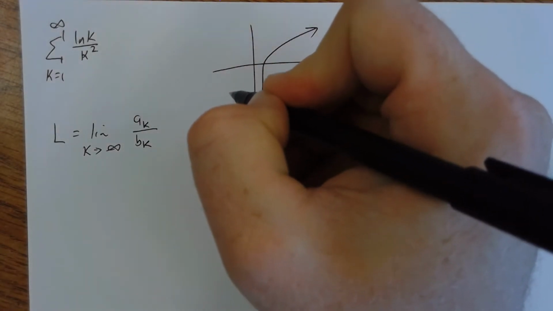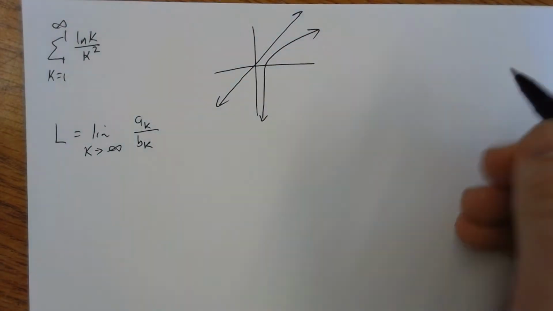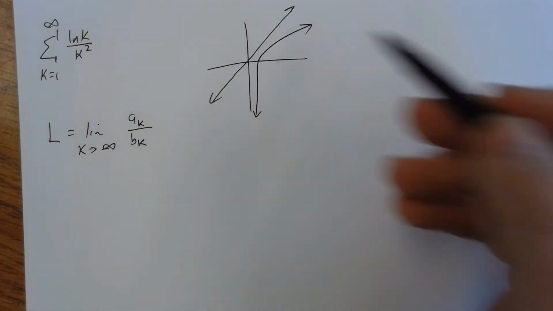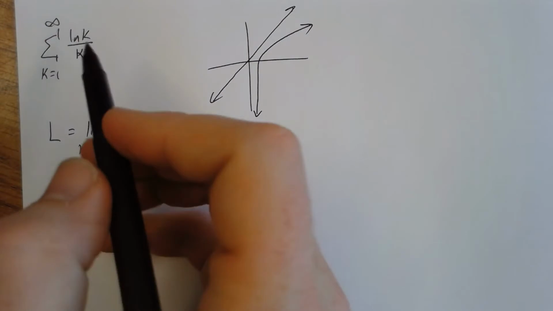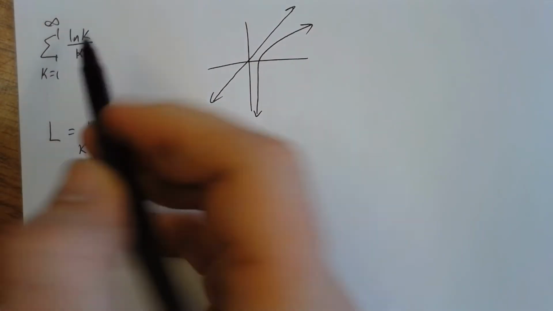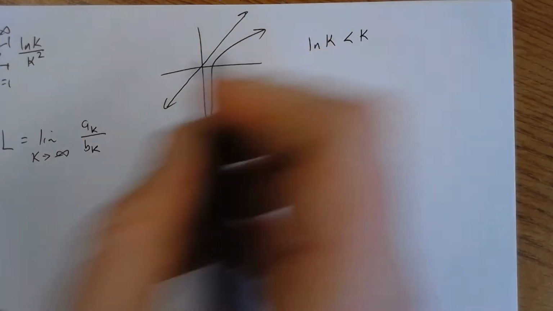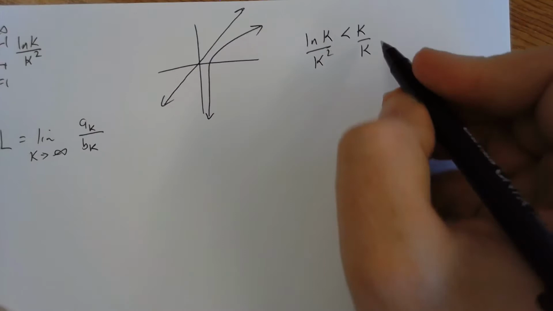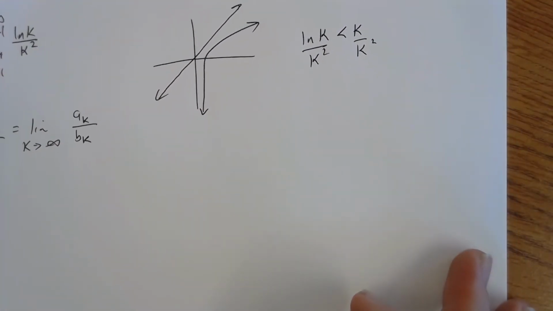We also have a couple of other functions we can play with. For instance, if I look at y equals k, or y equals x, you'll notice it's a function always above the natural log function. It's always bounding that function above. So if I compare them, the natural log of k is going to be less than k, and then when I divide both sides by k squared, we can see that these do have a concrete comparison.